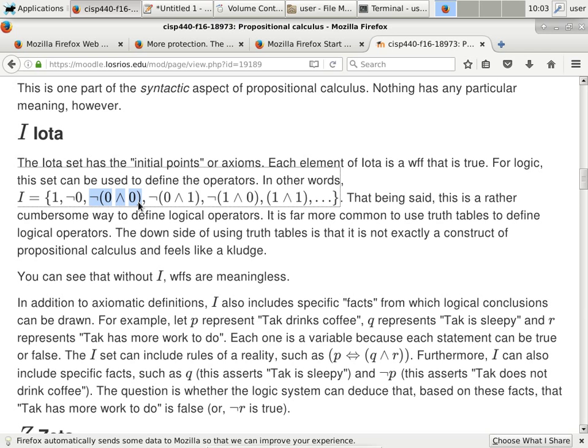So that's why iota is important: it is the one set that gives meaning to both your constants and your connectives, your operators basically.